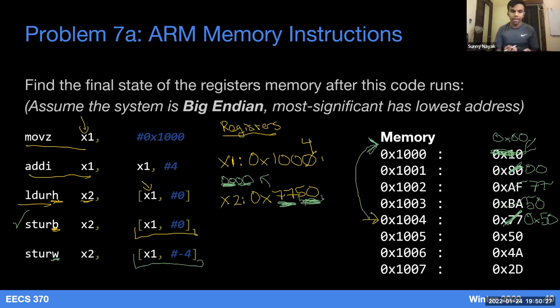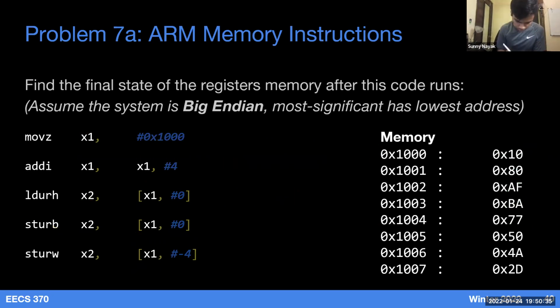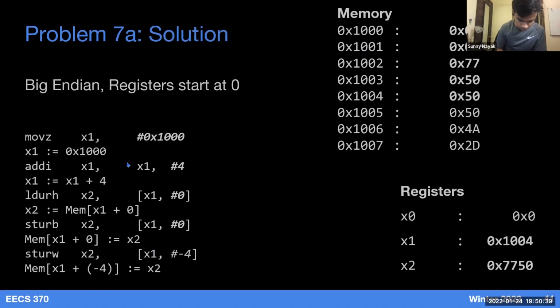So the reason big endianness and little endianness matters is because it affects the way we extract bytes out of our memory. So if I clear my notes right here and I... Yep. So that's going to be the solutions that we got.